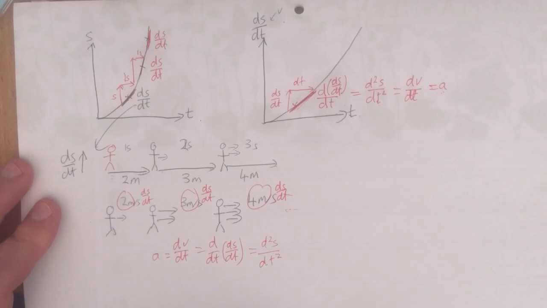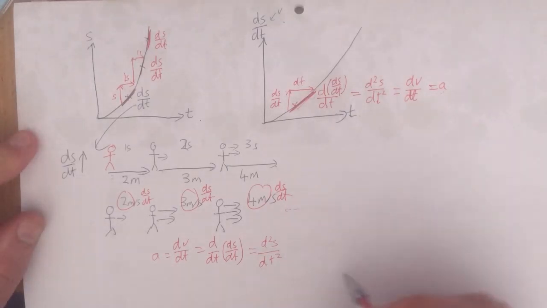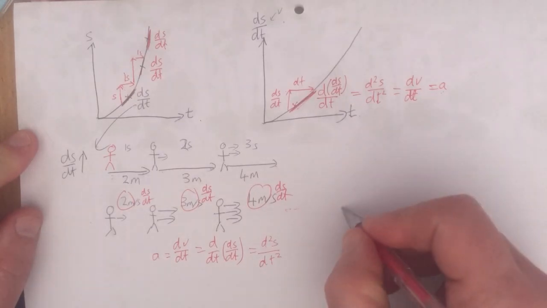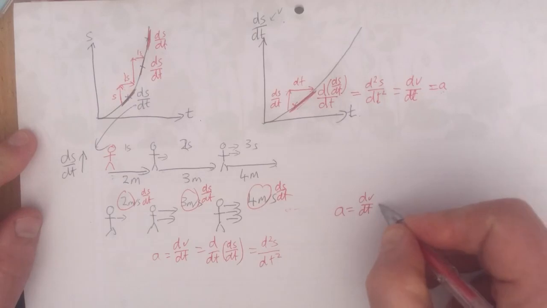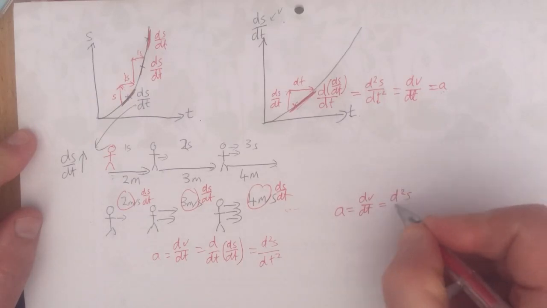Right, I'm going to leave this at that for the moment, and I think that'll do us. The main thing you have to get out of this lesson is that the acceleration can be written as dv by dt, but it can also be written as d2s by dt squared.